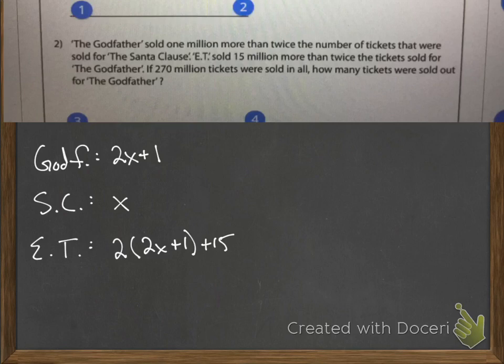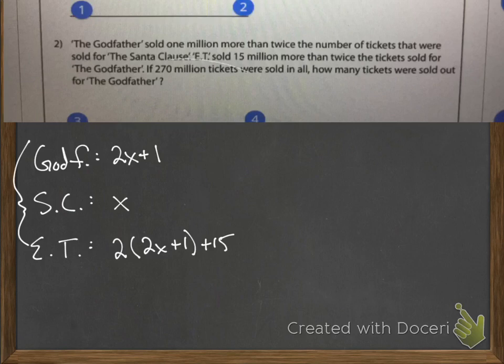So there's a lot going on. After you write it, just make sure the words match. So I've got Santa Claus. I don't know how much that is, so I call it x. I know that the Godfather sold 1 million more than twice Santa Claus. Check. And I know E.T. sold 15 million more than twice the Godfather. This is hard to get down unless you get organized like this, okay? So this organization, not necessarily a requirement, but man, it just makes stuff pop easily.